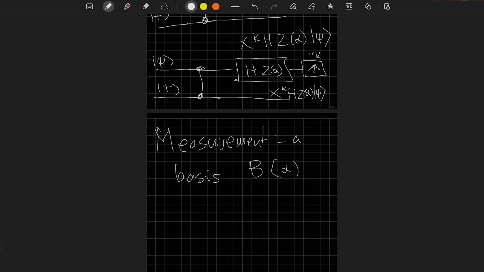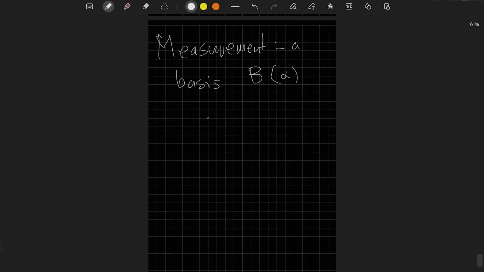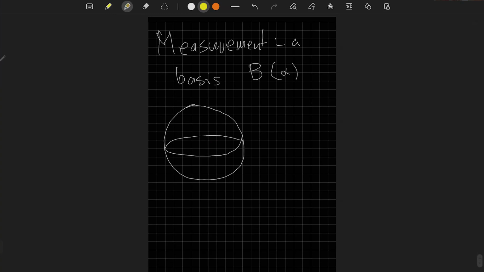So what this basis is, if I look at the Bloch sphere, alpha is determining which orientation you are measuring along in the equatorial plane of the Bloch sphere. So this orientation is defined by alpha. So you are rotating the state by alpha, which means you're measuring in a basis which is now a rotated basis. It's the equatorial plane.